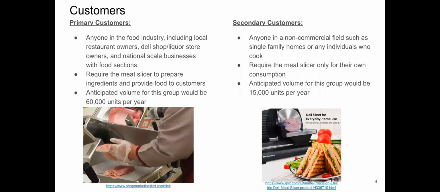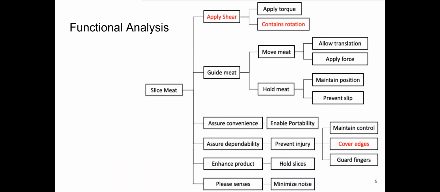Next slide. Our customer groups are the same as before. Our primary customer is the food industry, and our secondary customer is anyone who just wants a deli meat slicer at home. Next slide. Our FAST diagram has changed to avoid using any component or part names in the FAST diagram. And as you can see, we still achieve all of the necessary functions.